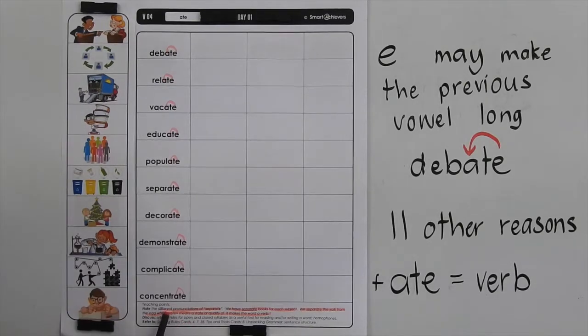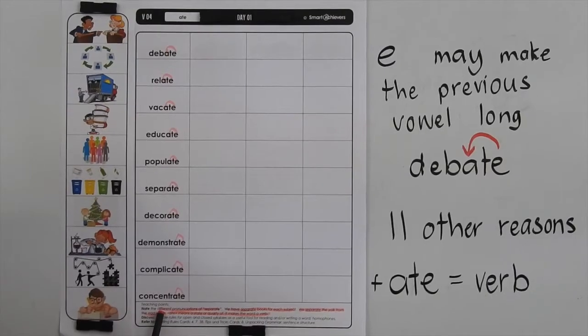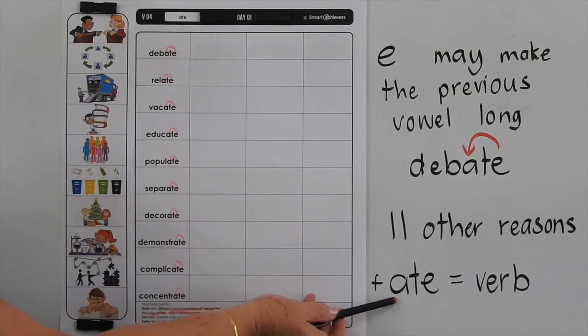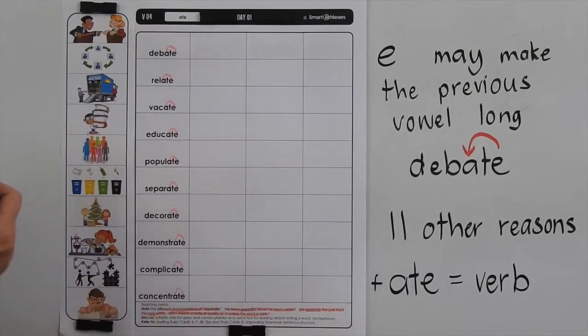Now, do take the time to read these teaching points at the bottom. So it says the different pronunciations of separate. We have separate books for each subject. We separate the yolk from the egg white. So you can hear the difference there. And then when we add ate to a word, it means a state or a quality of. And as I said before, ate on the end of a word forms a verb.